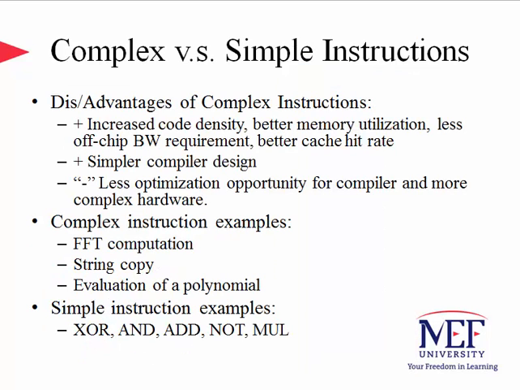We have already mentioned complex versus simple instructions; yet again here we highlight the advantages and disadvantages. For example, one of the advantages of complex instructions is increased code density, better memory utilization, less off-chip bandwidth requirement, and better cache hit rate. Also, it enables simpler compiler design. A disadvantage is less opportunity for compiler optimization and more complex hardware. For example, FFT computation, string copy operation, or an evaluation of a polynomial are all examples of complex instructions. On the other hand, logic operations like XOR, AND, NAND, or NOT are examples of simple instructions.